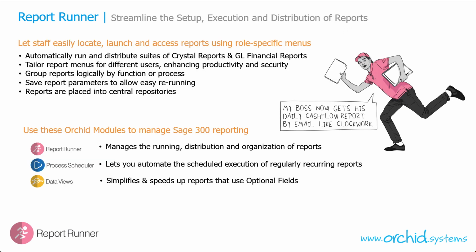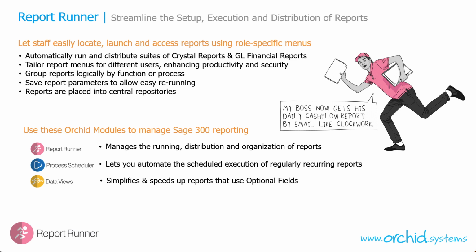If that is one of your issues, you can then use Report Runner to create a menu of your GL financial reports. You can group them as required by function, department, user groups. You can save the parameters and the naming conventions and the export file formats to run the reports more easily with just one click. And then all your reports are placed in central repositories. Report Runner lets you manage the running, distribution, and organization of reports.